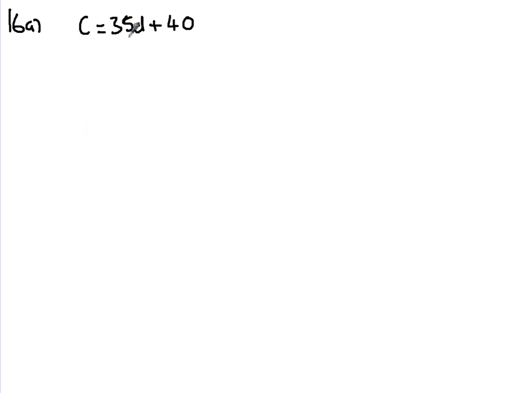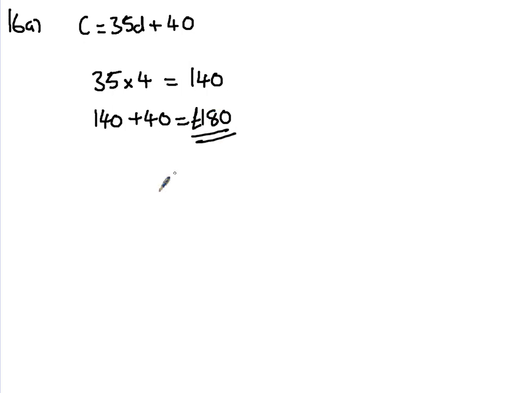So D is 4. So we're going to do 35 times 4 first of all. So we've got 35 lots of 4, so that will give us 140. And then I'm going to add 40 on to the 140, which then gives us 180. So we've got 180 pounds there as our answer.